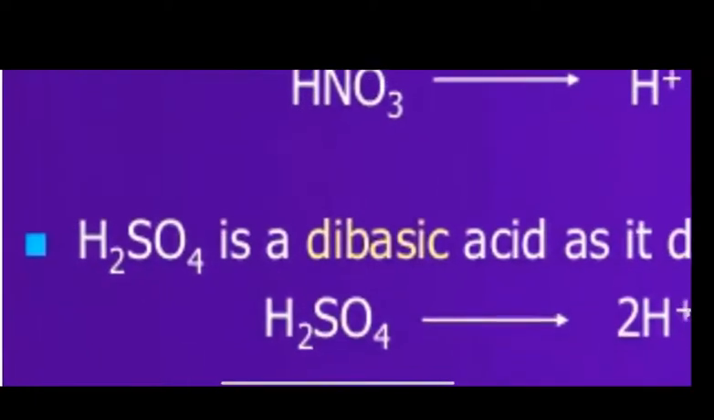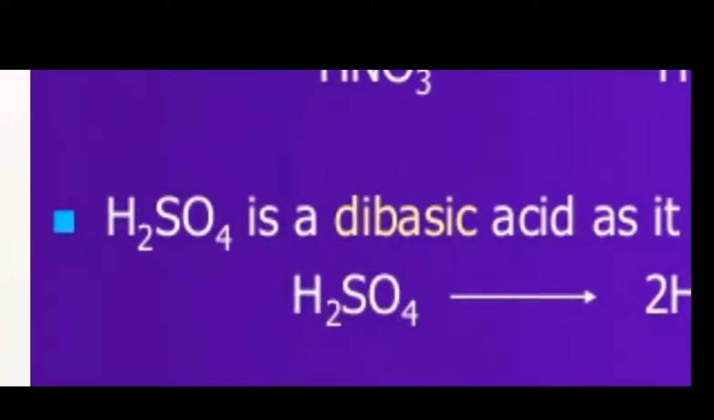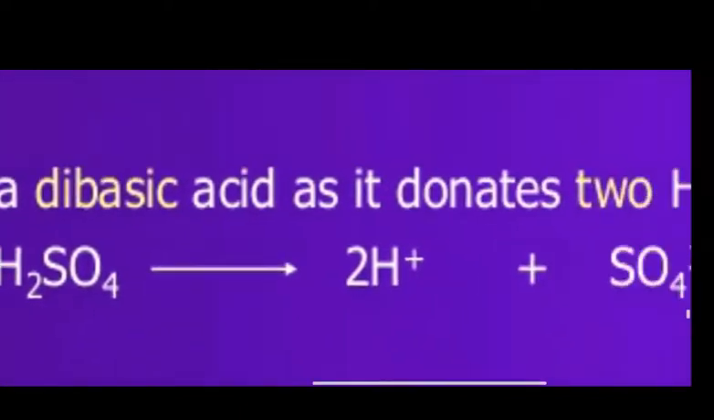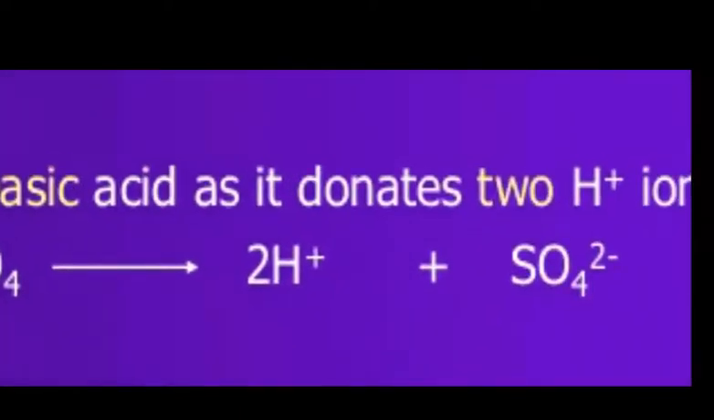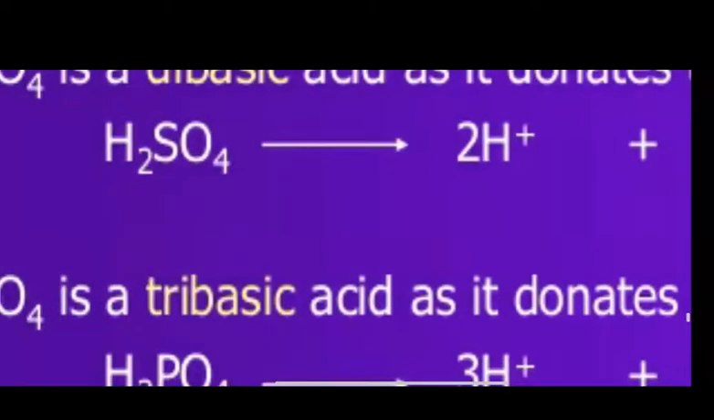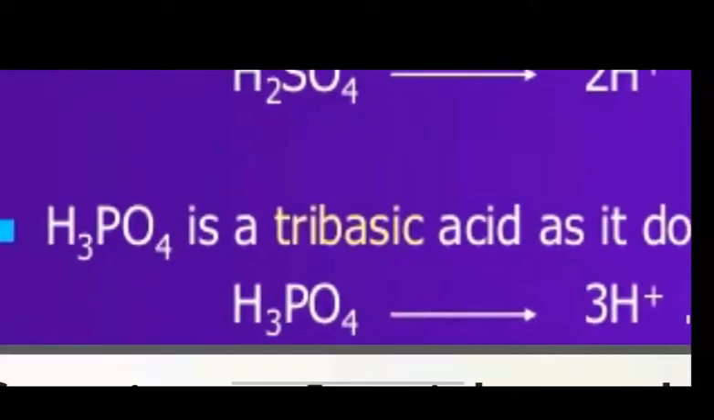Now it comes to dibasic acid. Dibasic acid means it consists of how many hydrogen ions? It consists of two hydrogen ions, just like sulfuric acid. H2SO4 gives 2H plus and SO4 2 minus. From the name itself you can understand that it consists of two replaceable hydrogen ions.